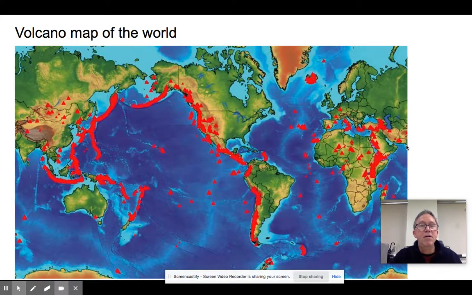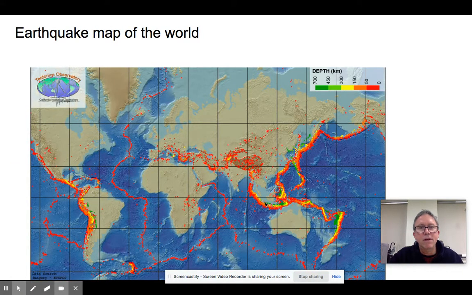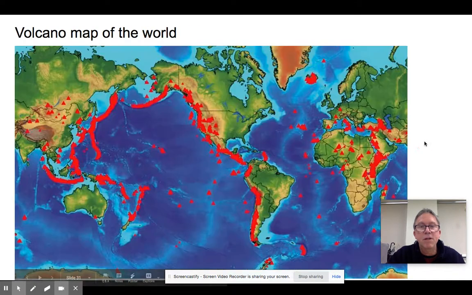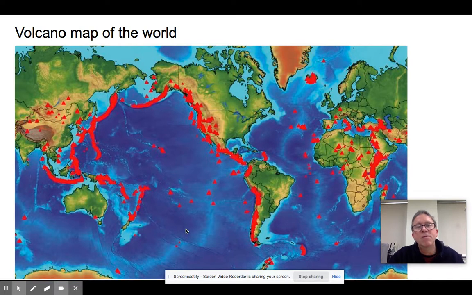Here's a volcano map of the world. You notice the volcanoes tend to be pretty much right where all the earthquakes are. Why? Well, because most earthquakes either occur at mid-ocean ridges or they occur where we have subduction going on. So if I look at a volcano map of the world, again, I see a similar pattern.